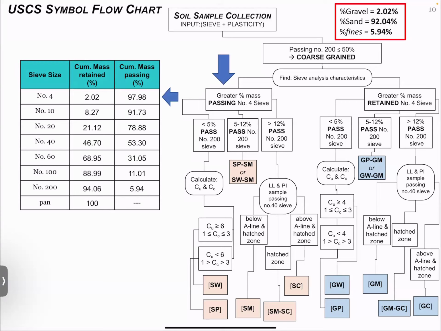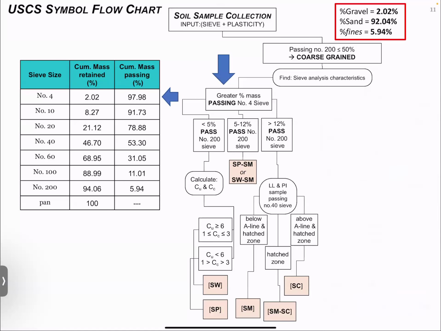So we're on this one here. Now what we look at are these three options, and this is looking at our fines. We're seeing, do we have enough fines in our soil where gradation is going to be the controlling factor or plasticity is going to be the controlling factor. So less than 5% fines, 5 to 12% fines, or greater than 12% fines. We have 6% fines, which would be that middle one. Yeah.